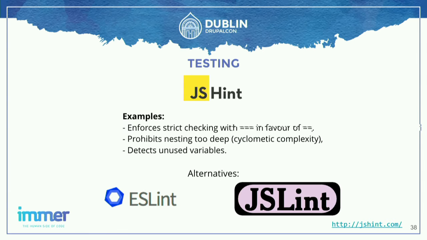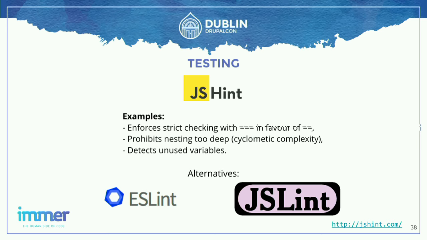Of course, your code doesn't only consist of PHP code alone. There's also JavaScript code that needs testing. So for this purpose, we use JSHint. JSHint is just like the PHP mess detector, sort of, but for your JavaScript code. Examples of what it does: it enforces strict checking, so that you use triple equal signs instead of double equal signs everywhere. It prohibits you from nesting your code too deep. So if you have an if within an if within an if, and that 10 times deep, it will start complaining as well. And it also detects unused variables, and this is just the tip of the iceberg.